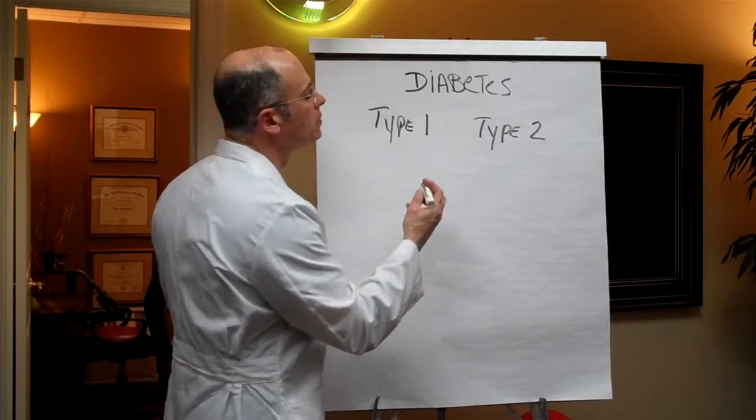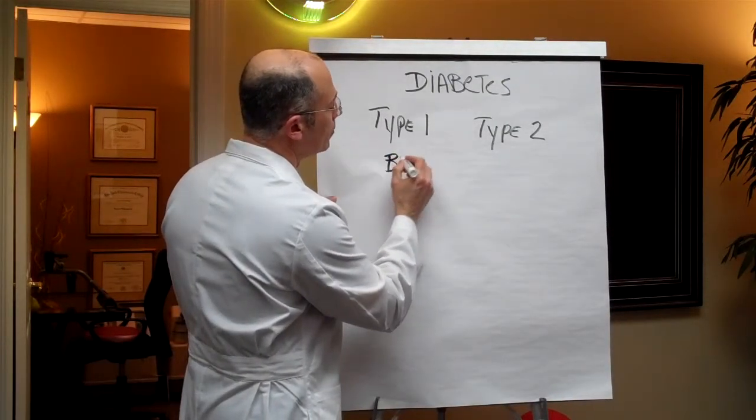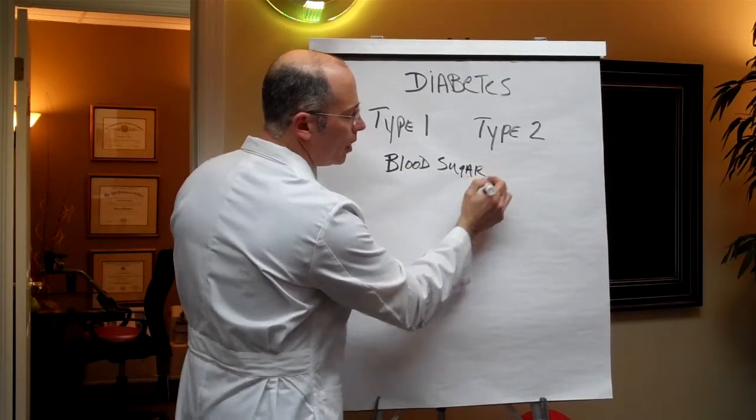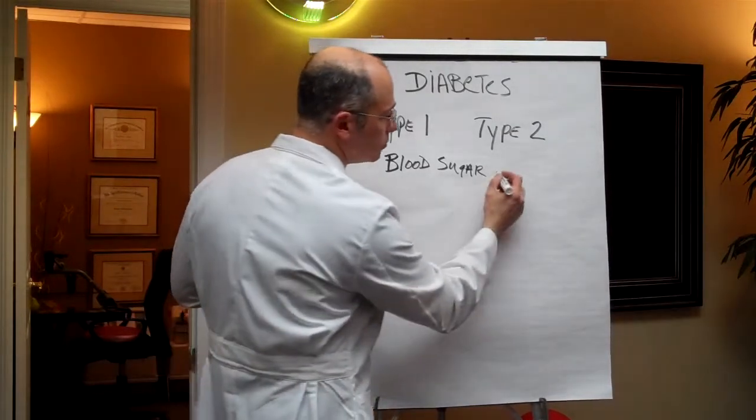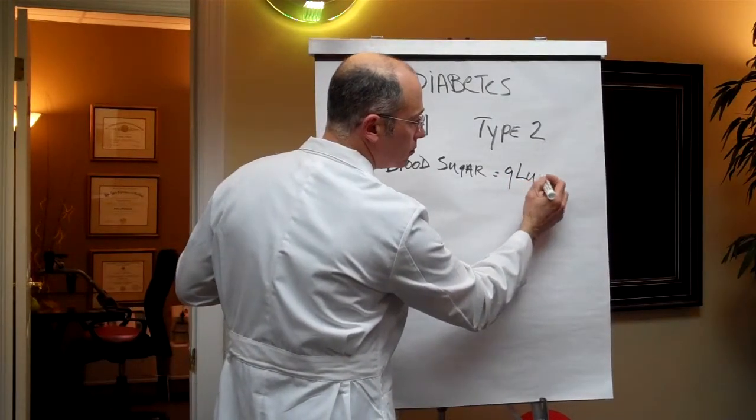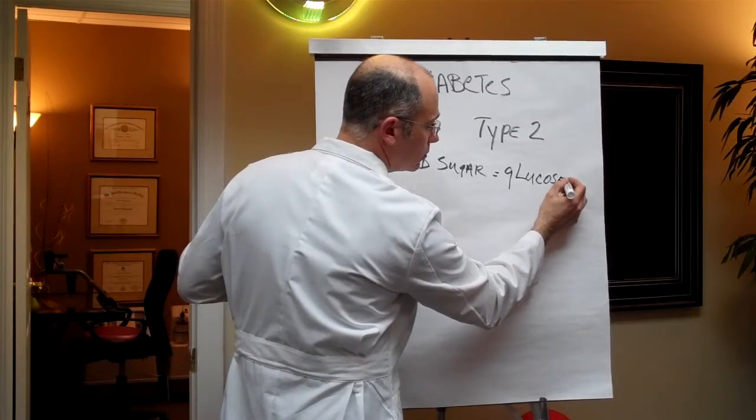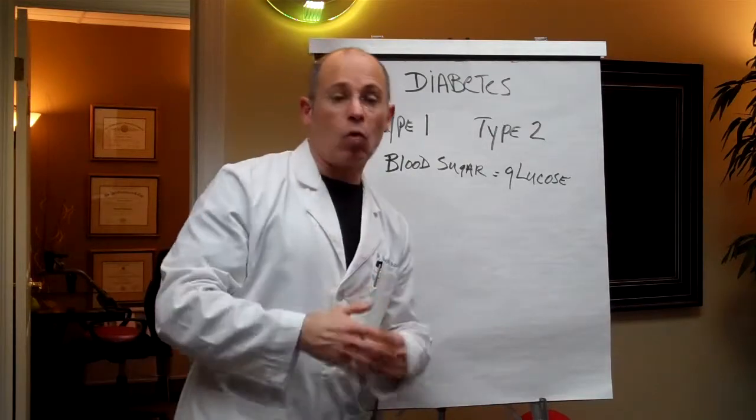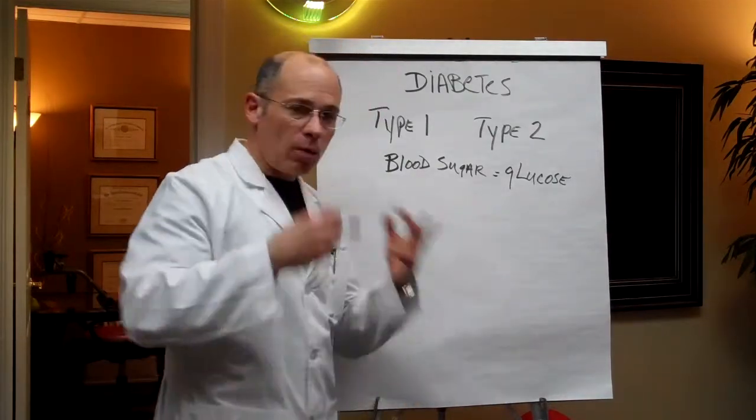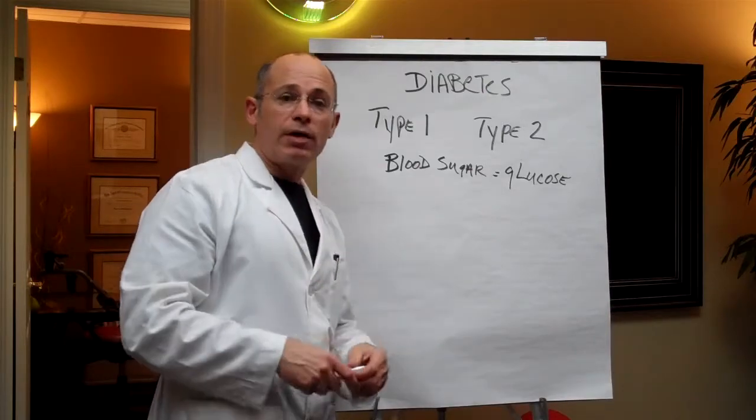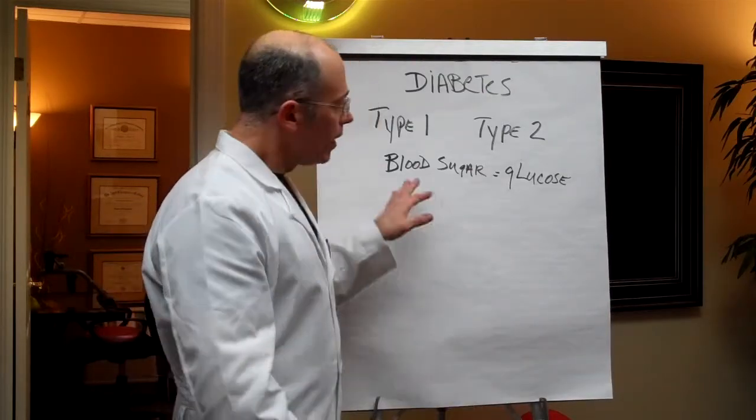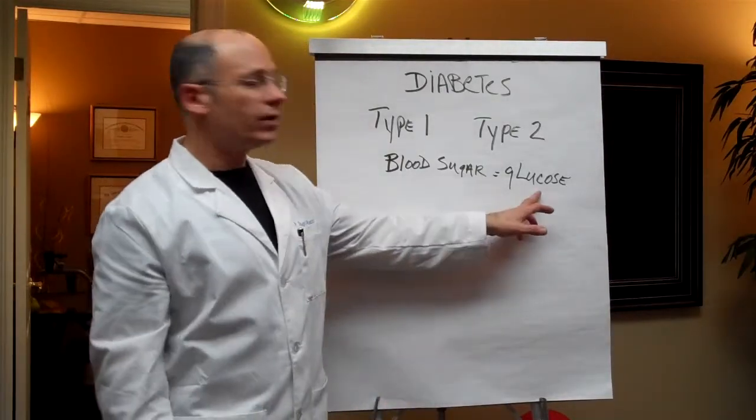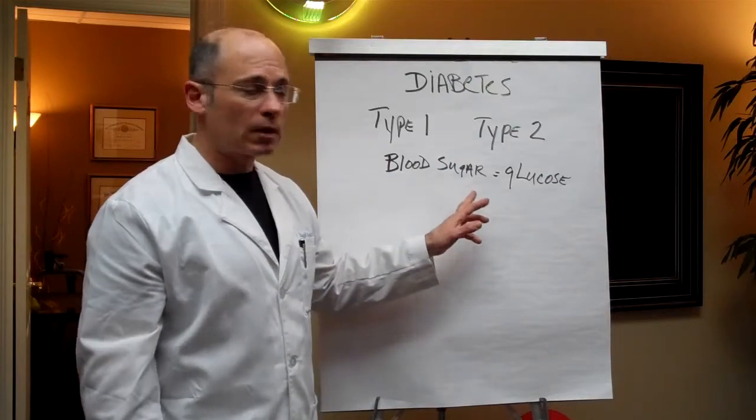Okay, let's talk about blood sugar. Blood sugar is called glucose. So, when we eat food or we drink, the body will break all of the carbohydrates down and the proteins down and the fats down into their smaller nutritive components, and what we get from the carbohydrates is glucose, which is blood sugar. Okay?